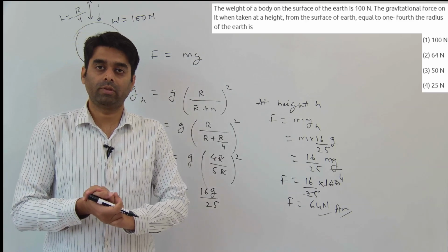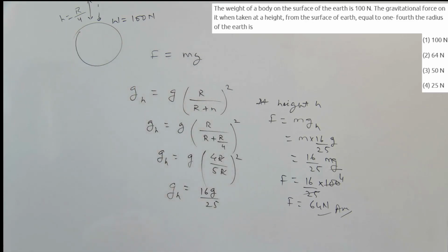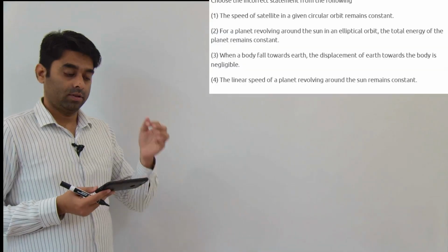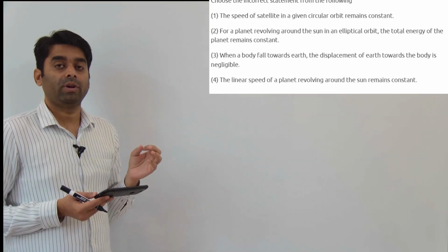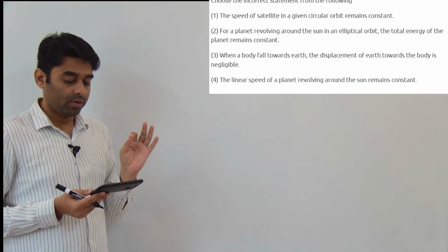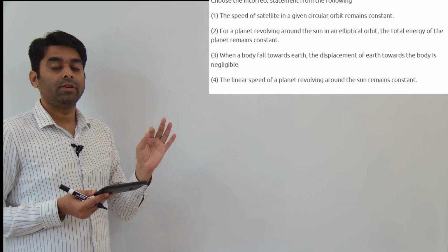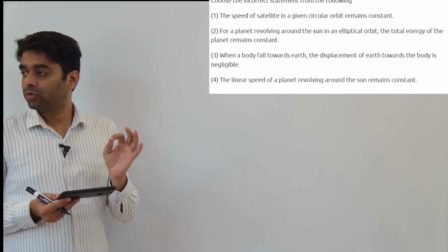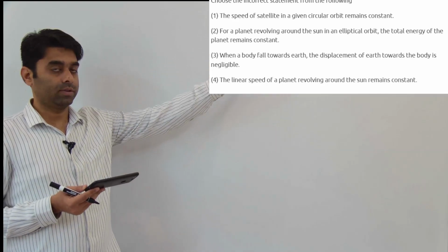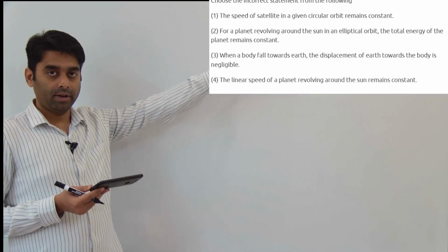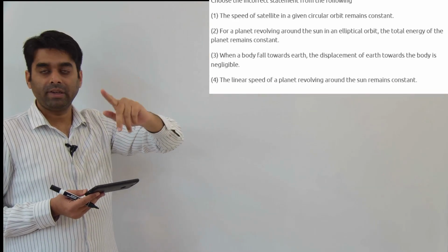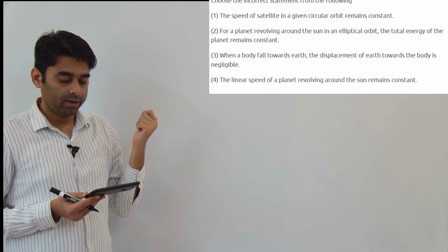Let's look at the next question. Yeah. Next question, it's a theoretical based question, right? Over here our knowledge of satellite motion and Kepler's law will be used. Let us look at all the statements one by one. They are asking us to choose the incorrect. I think it's somewhat not visible to you guys. I'll read it. The first line is choose the incorrect statement from the following. 4 statements are given to us one by one. We'll take a look at each one of them.